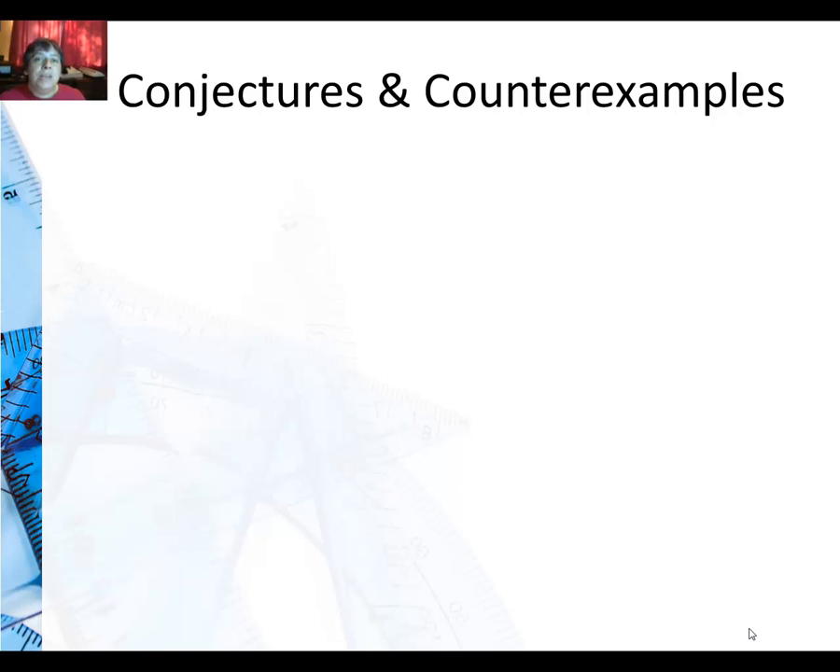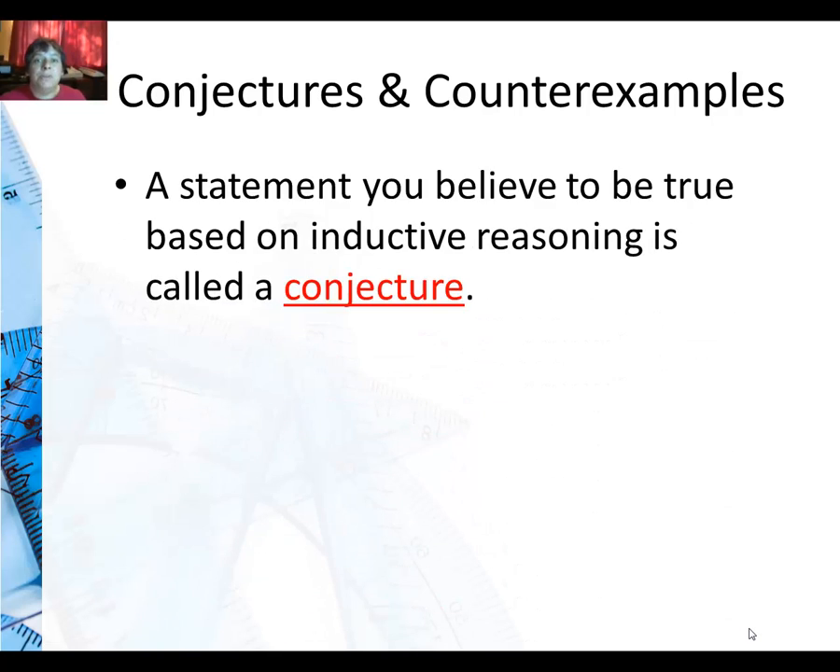When we do inductive reasoning, we make our observations, and then based on our observations, we're going to make something called a conjecture. A conjecture is a statement that you believe to be true based on your observation.